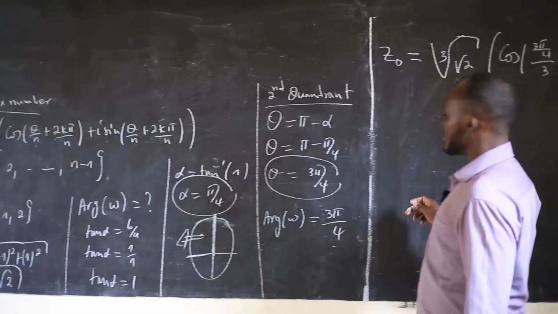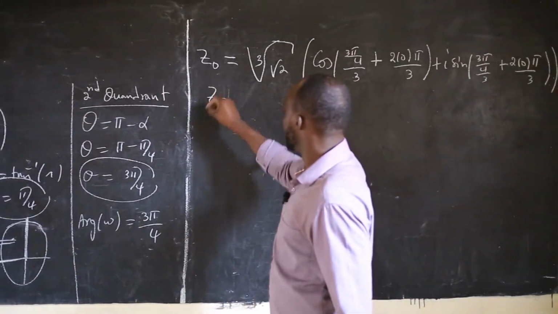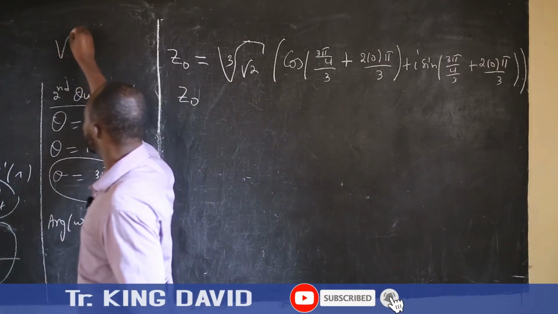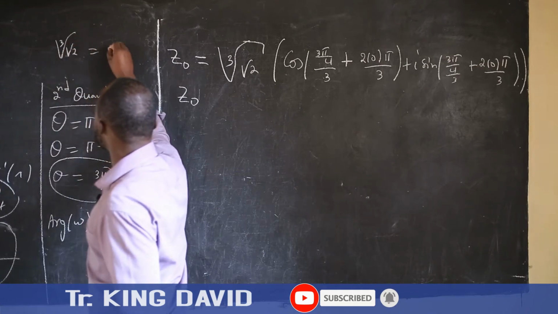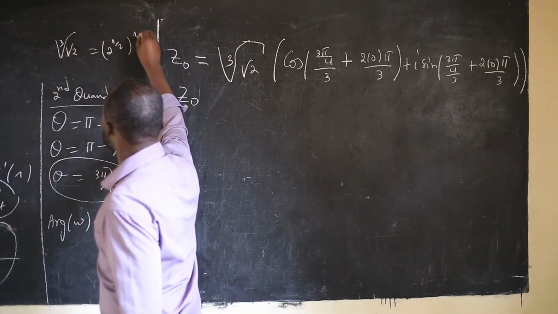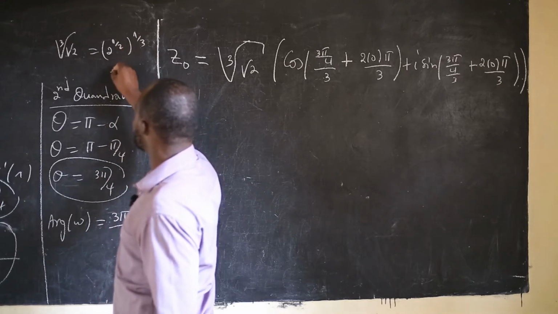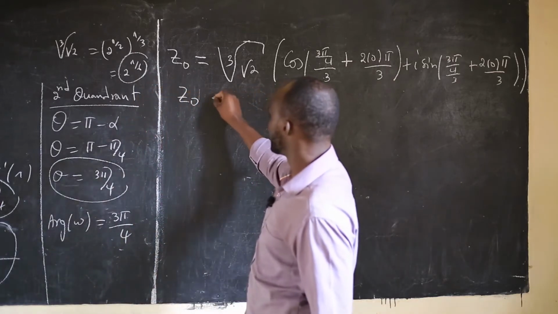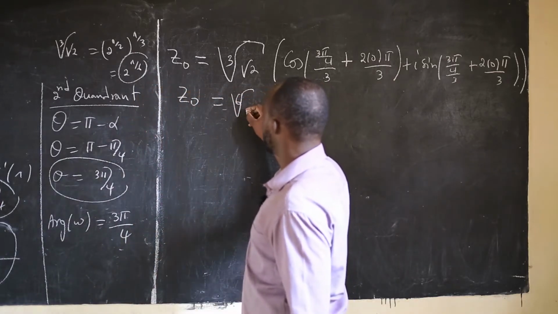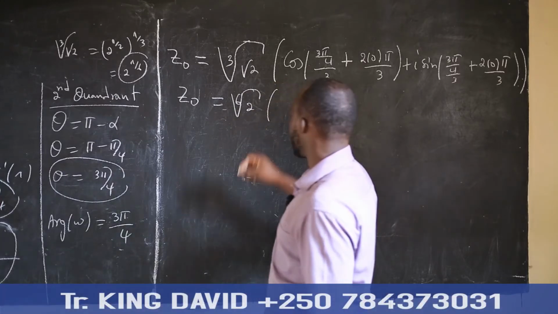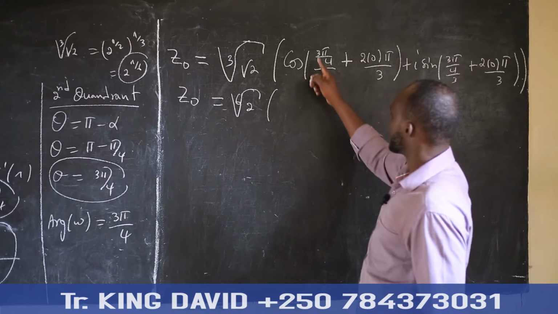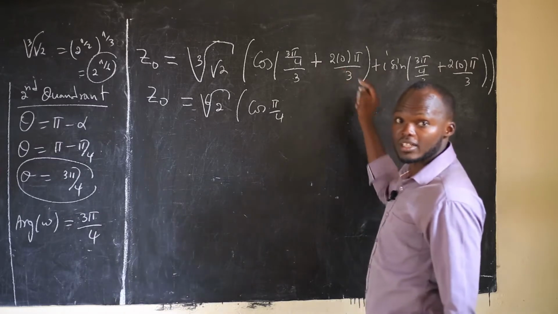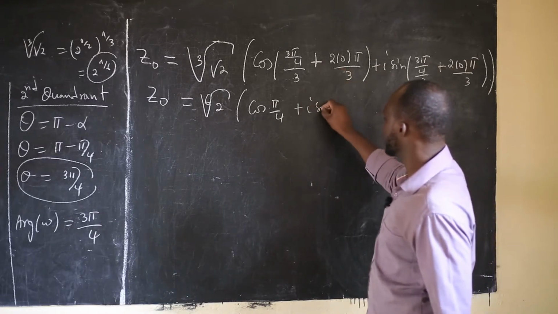Okay, so now z0. When you have the cube root of root 2, this is like 2 power half, power third. So we multiply these, that is 2 power 1 over 6, which is the 6th root of 2. Into bracket, this 3 is going to cancel with that, and we will remain with cos pi over 4. This is 0, because 0 times n is 0. Plus i sine pi over 4.